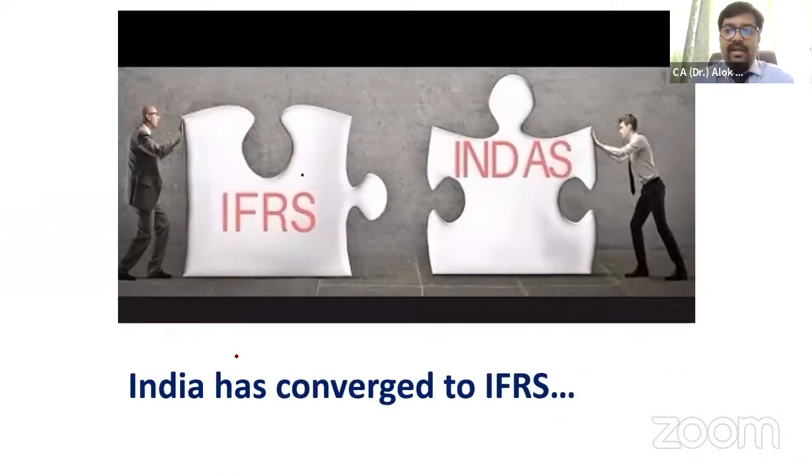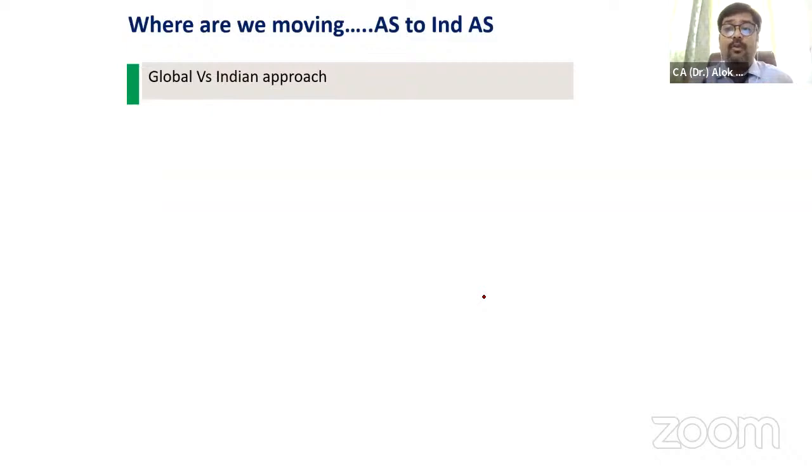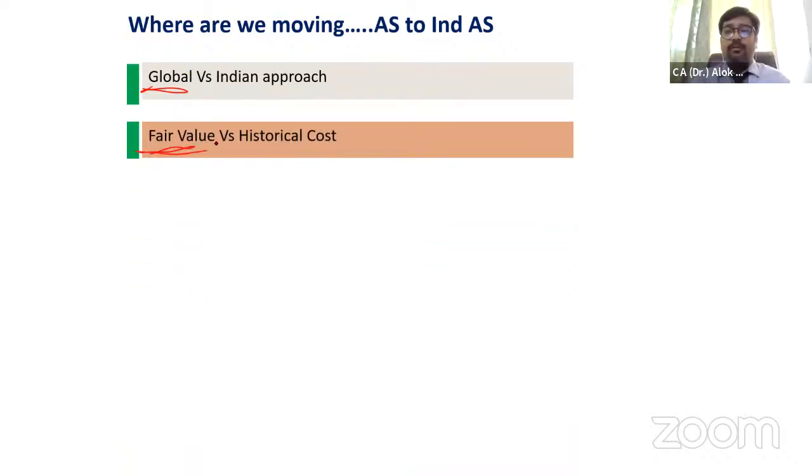So India has converged to IFRS. That is why we are calling it Ind AS. And the difference between IFRS and Ind AS is carve out, carve in, and removal of options. This removal of option is also known as curtailment of options, right? Where are we moving? We are moving from the old accounting standards to Indian accounting standards, and we are moving towards a global approach, right? Because our Ind AS is a 99% replica of the global standard. We are moving towards the fair value approach, and let me tell you, out of 39 Ind AS, more than 15 Ind AS talk about the fair value approach. More than 15 Ind AS, okay?